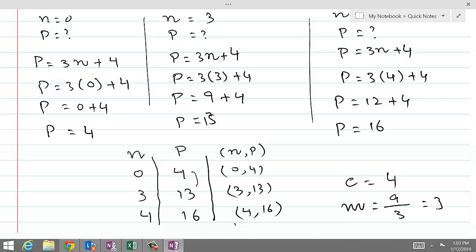Anyways, this helps us if we want to graph. We can use this table to graph the same straight line on the graph paper, or we can use the m and c values to graph the same equation on the graph paper. That shouldn't be the problem.